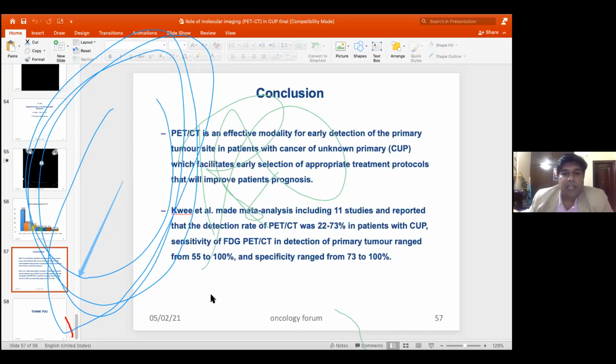There are different meta-analyses on the role of PET CT for detection of the primary, and the detection rate ranges from about 22 to 73%. But practically speaking, in head and neck cancers we can pick only one third of the primary sites, and besides head and neck cancers we can pick about 60%, about two thirds of the patients. The sensitivity of PET CT also has a wide range because of the inclusion and exclusion criteria, but it is definitely one of the best modalities available for the primary site. Thank you.